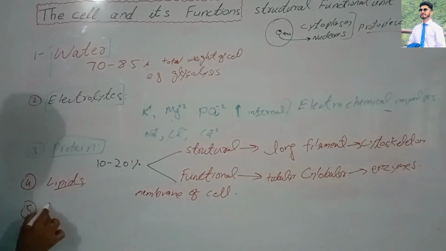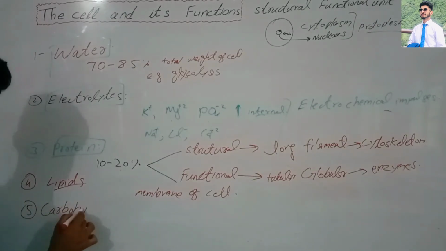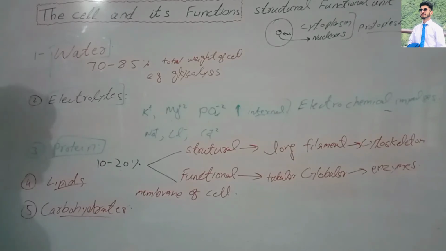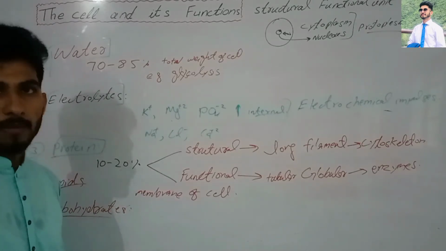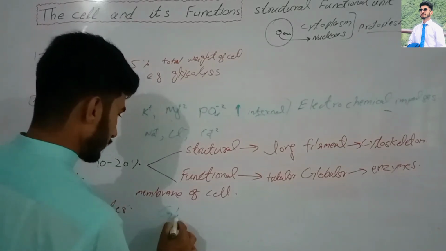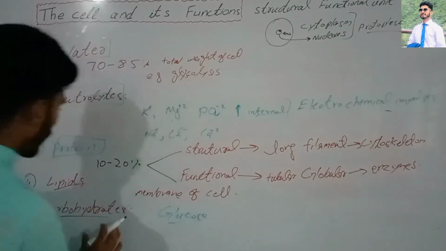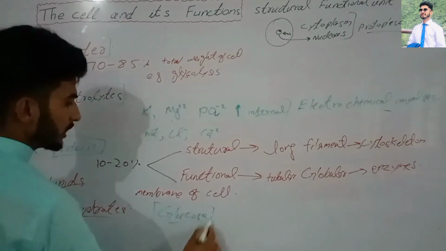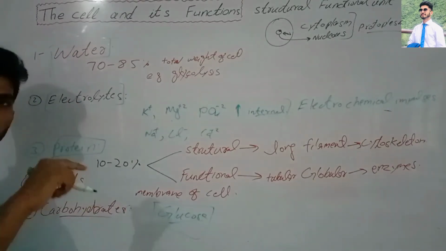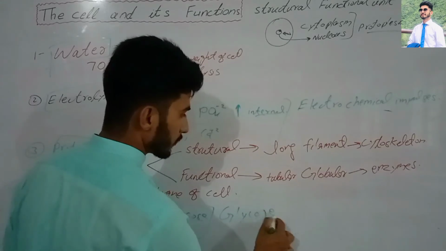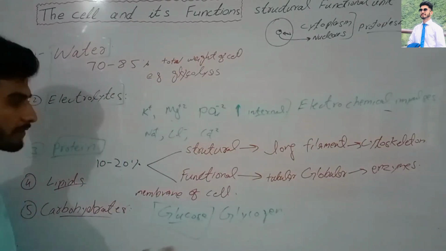Number 5, carbohydrates. Carbohydrates provide energy to the cell, for example, glucose. Glucose is a carbohydrate. Carbohydrates are also present in the cell membrane, and mostly they are stored in the cell in the form of glycogen.